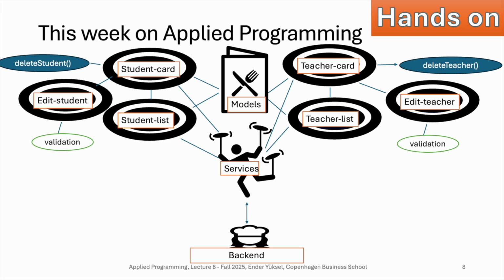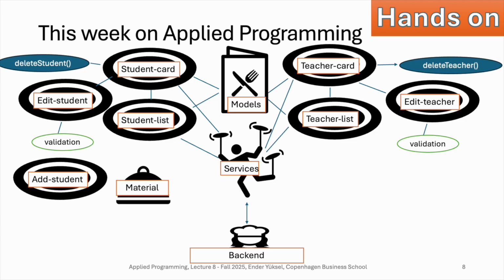This week on applied programming hands-on part, we are going to add Angular Material to our project. Angular Material gives us, continuing the analogy, the restaurant quality tools to make professional dishes. We will implement the toolbar, and then we will move the current links to the toolbar menu, and we will create an add student component, and we will connect it to the student service and add validation.